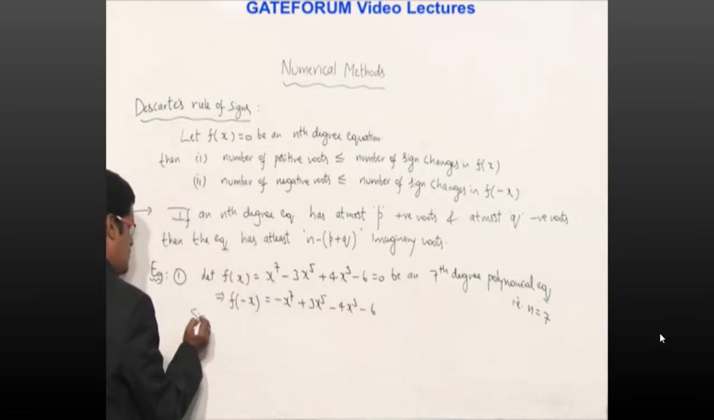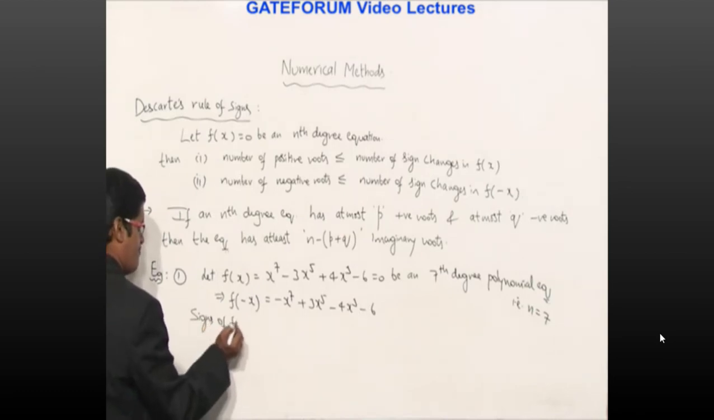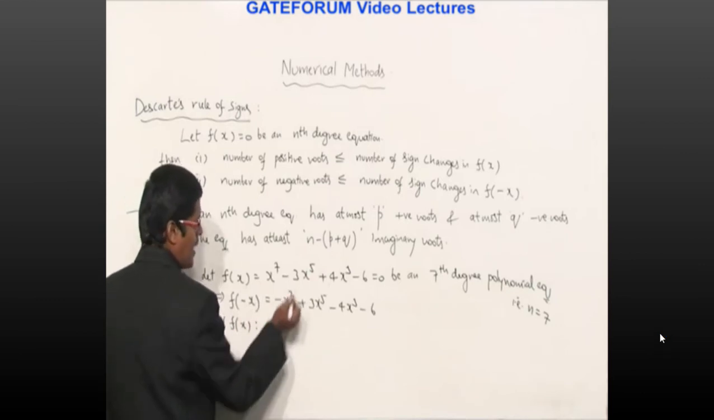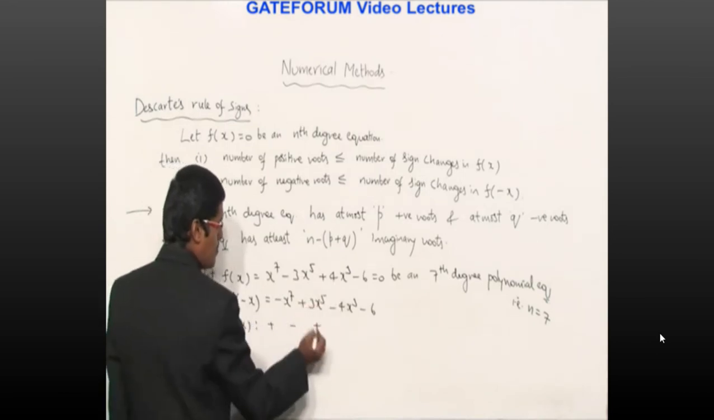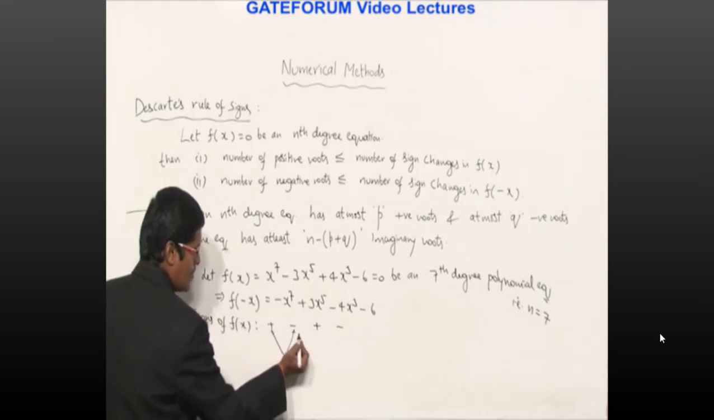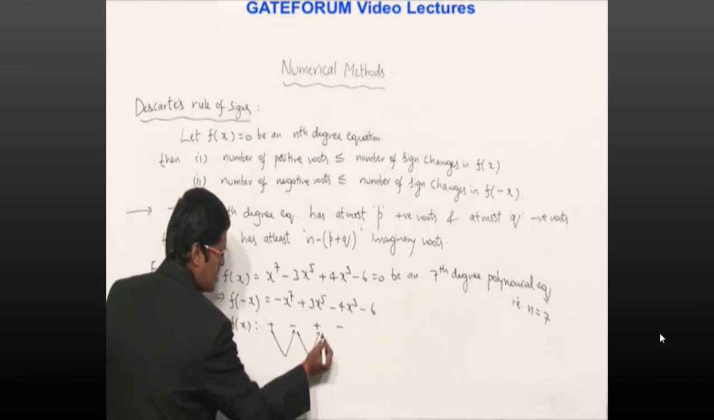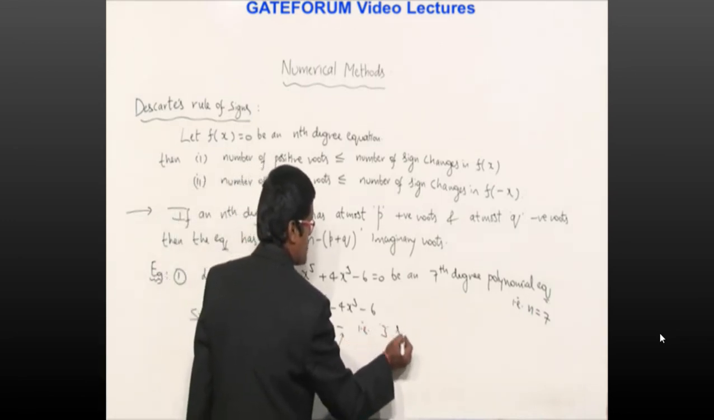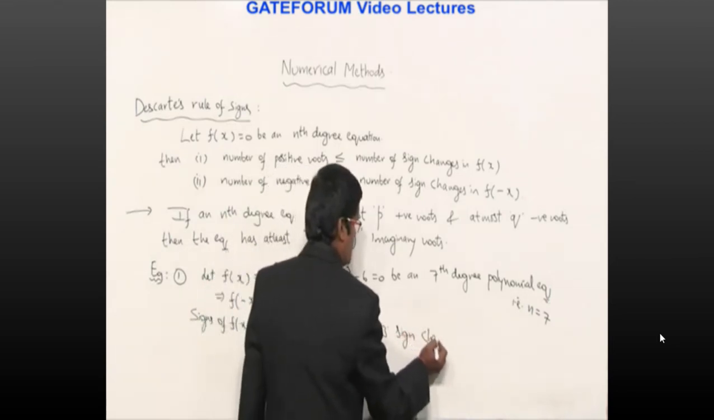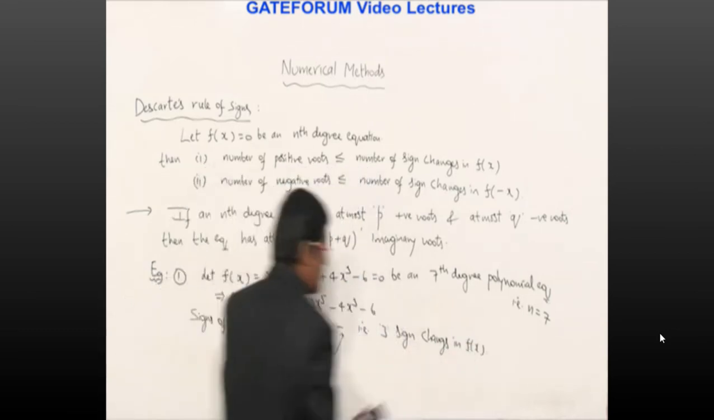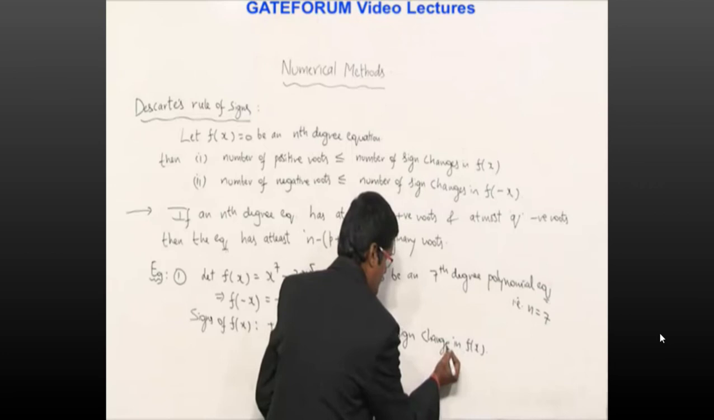Now signs of f(x) from first term to last term. First term symbol is plus, leave some gap, maintain some gap from symbol to symbol. Second term coefficient is minus, third term coefficient is plus, fourth term symbol is minus. How many changes? Plus to minus, and again minus to plus, second change, plus to minus. So that is 3 sign changes in f(x). f(x) has 3 sign changes.